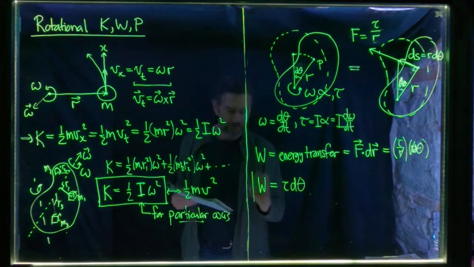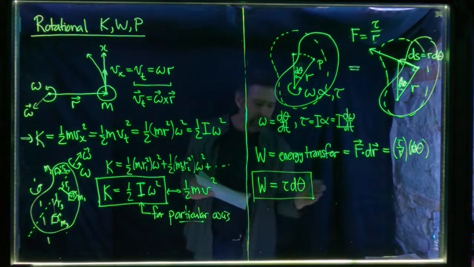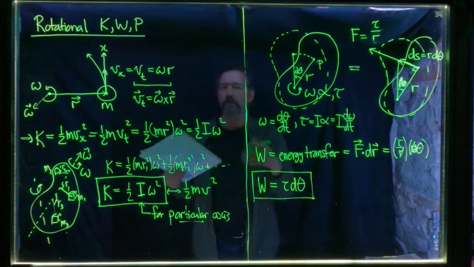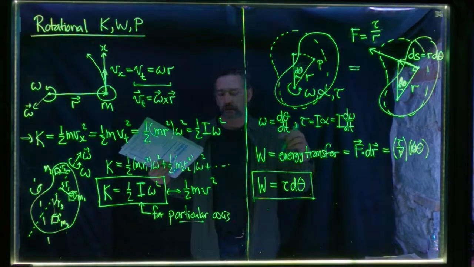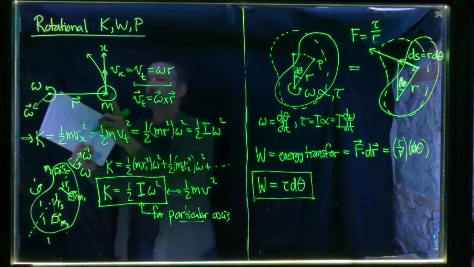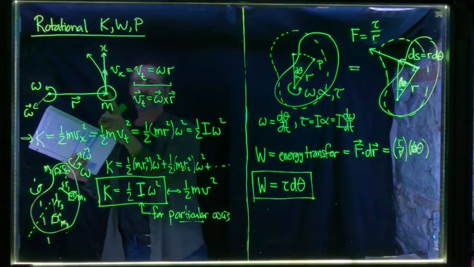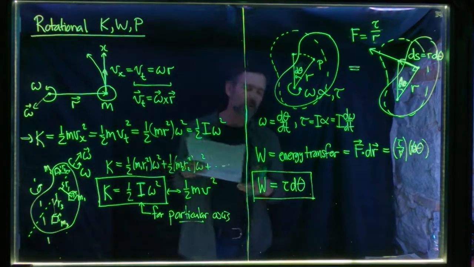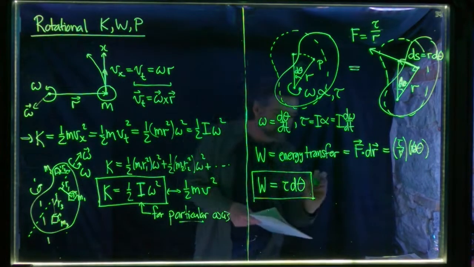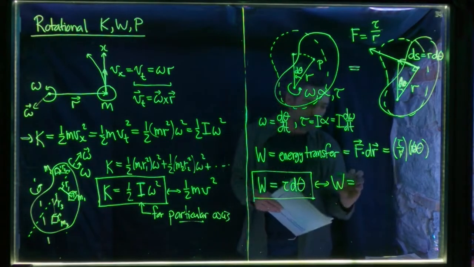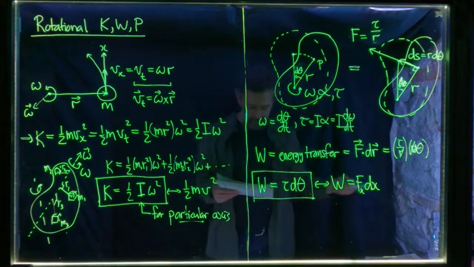Okay, and so this result is completely analogous to translational motion. Along the x-axis, instead of along the arc of the circle, we just have force in the x direction times displacement in the x direction, and that's the energy transferred. This is exactly analogous to the result that we know in translational motion, which is that work is the force along one particular axis, Fx, times the displacement along that axis.